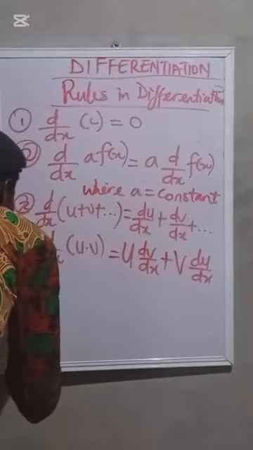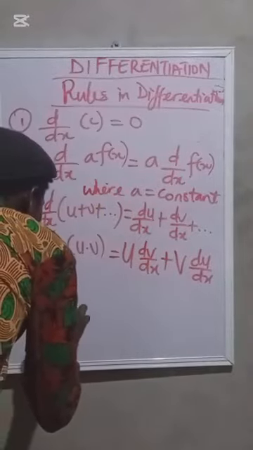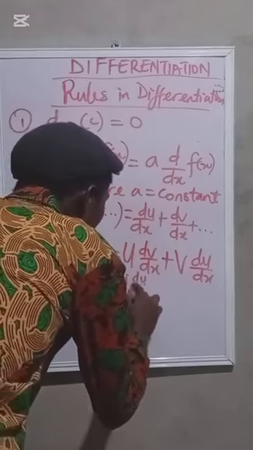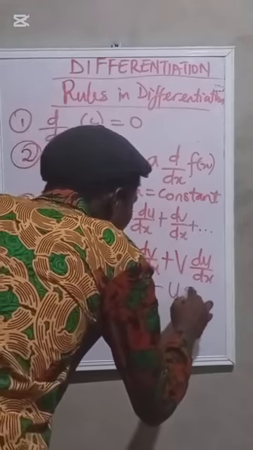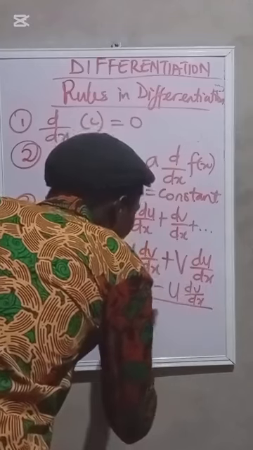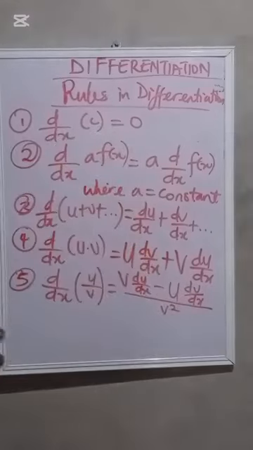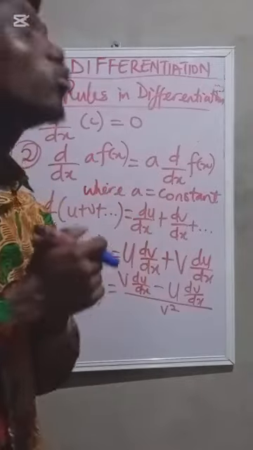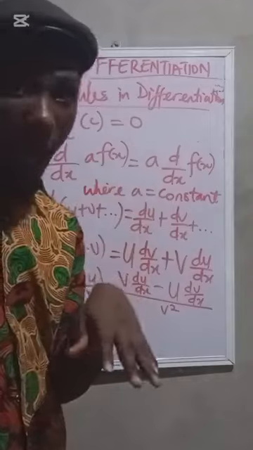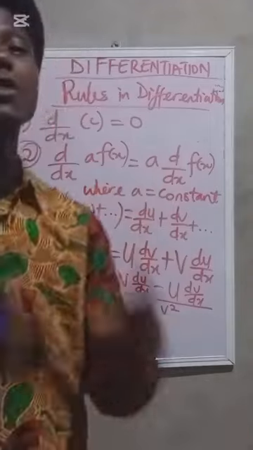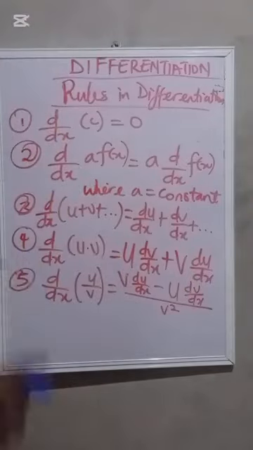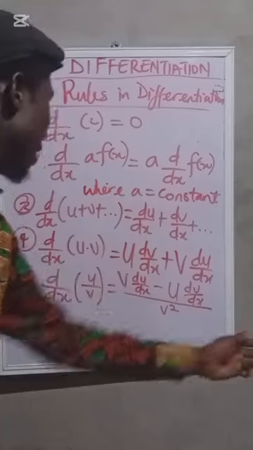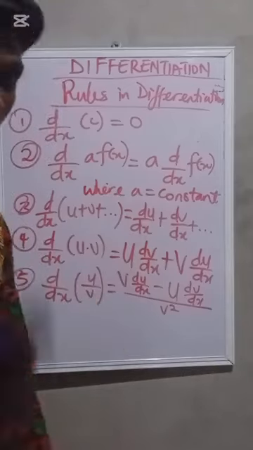So another one is when you have d/dx of u over v, which is going to give you (v du/dx minus u dv/dx) over v squared. That means we have d/dx of u over v when you have a function divided by another function. So it's going to be what? The function that you have below, multiplied by the derivative of the function that you have above, minus the function that you have above, multiplied by the derivative of the one that you have below. Then everything is divided by the function that you have below, squared. That is what that rule says.